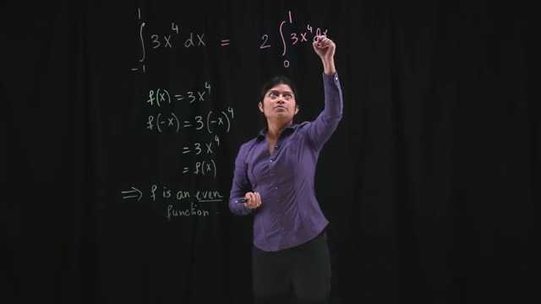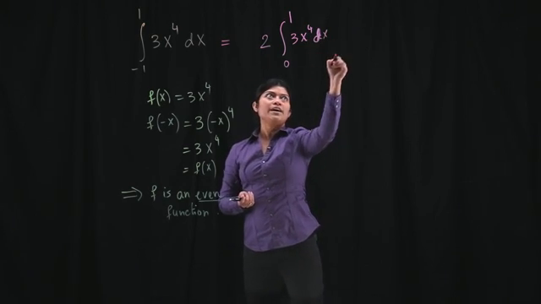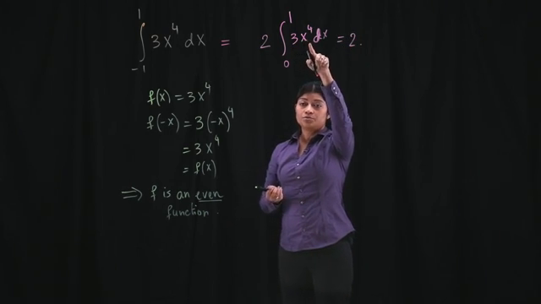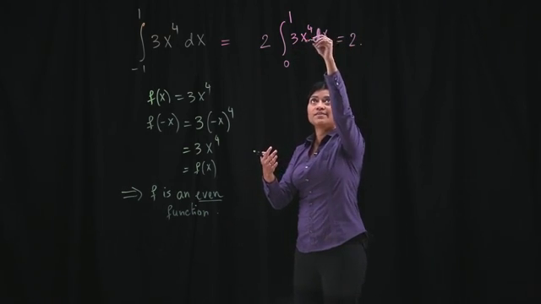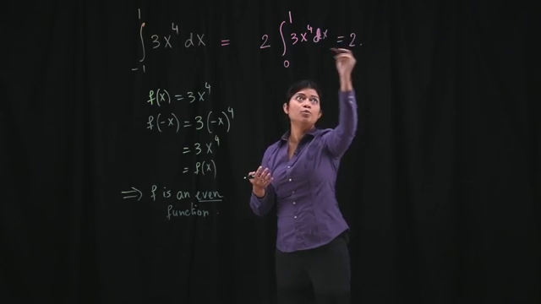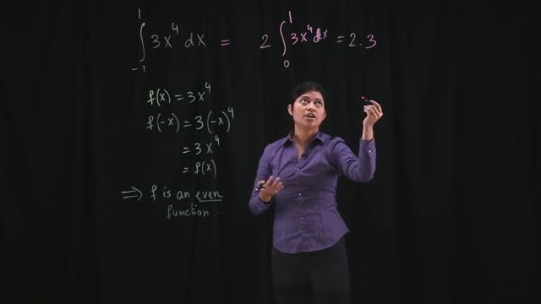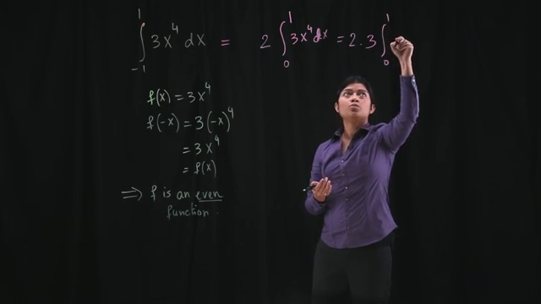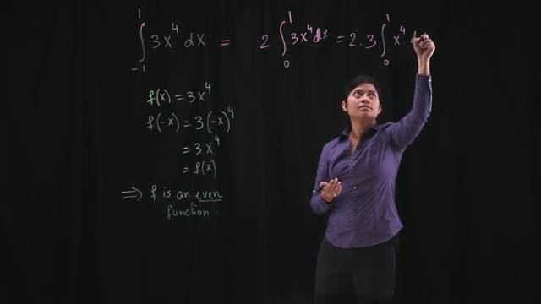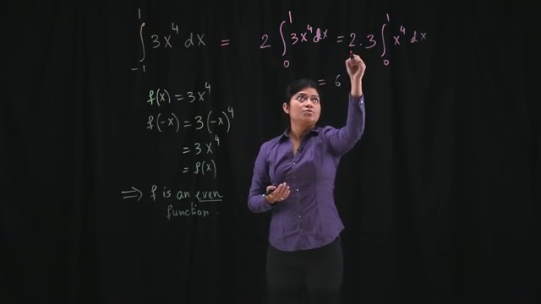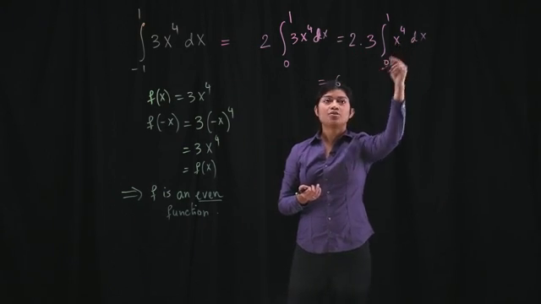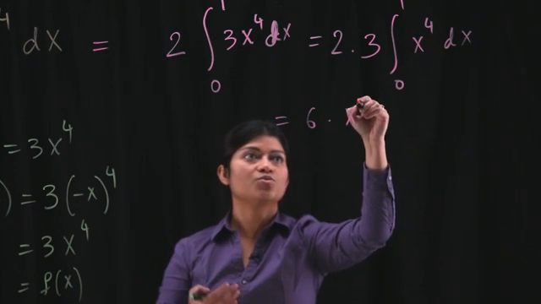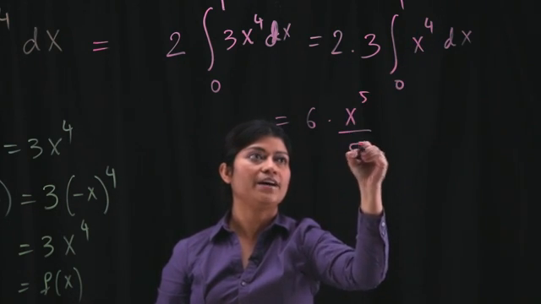Okay, so let's just evaluate the integral now. We just have to use the power rule here because x has a power of 4. So you pull out 3 because it's just a constant, and integrate from 0 to 1, x to the 4 dx. All right, so 2 times 3 is 6. What is the antiderivative? Use the power rule. So x will have a power of 4 plus 1, that's 5, divided by 5.